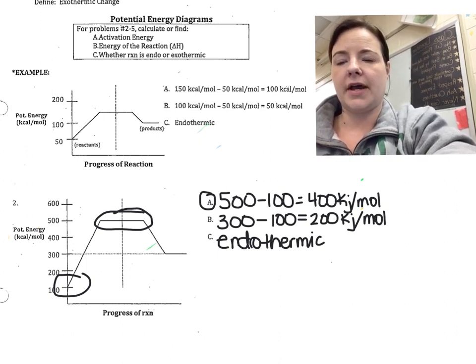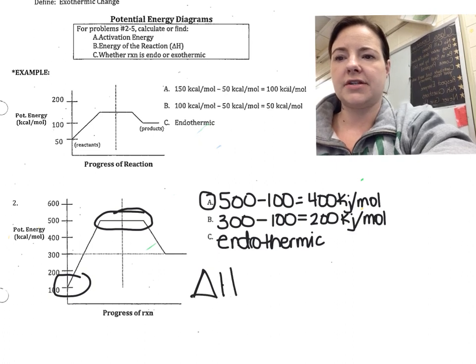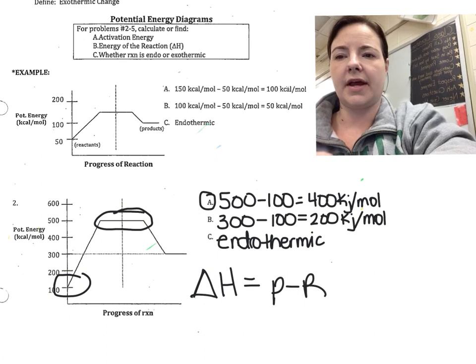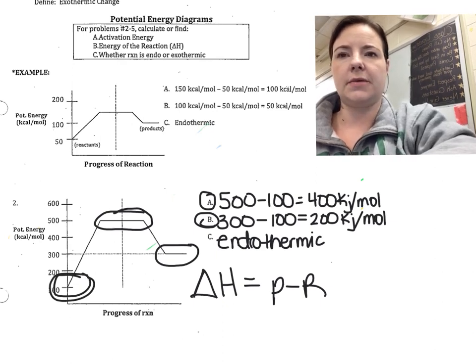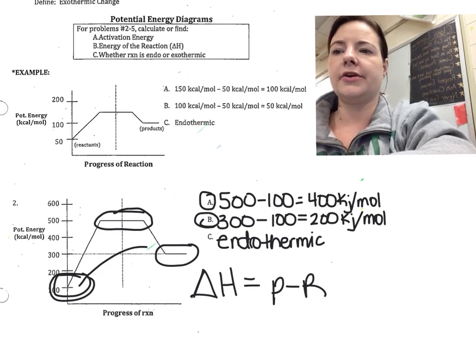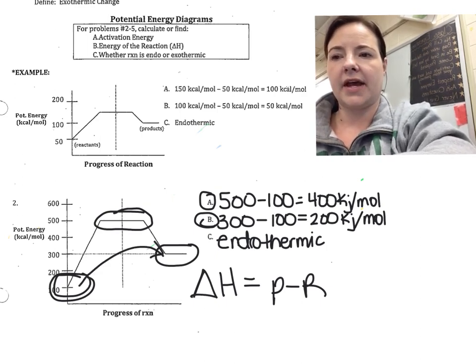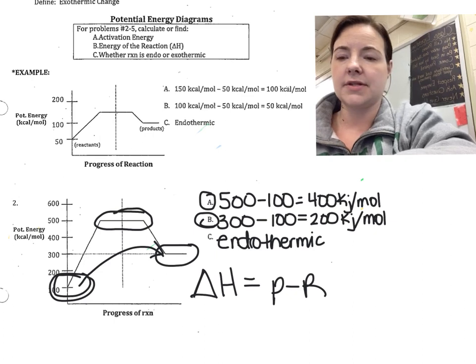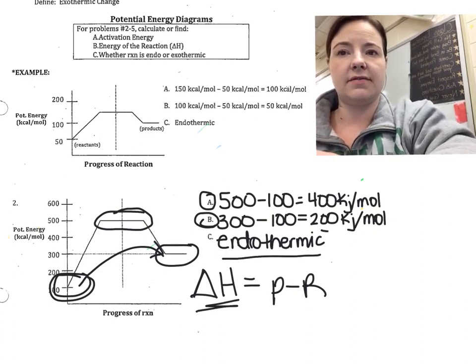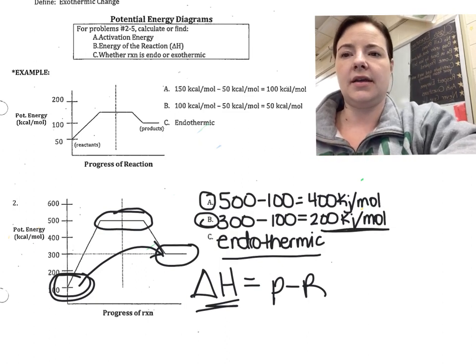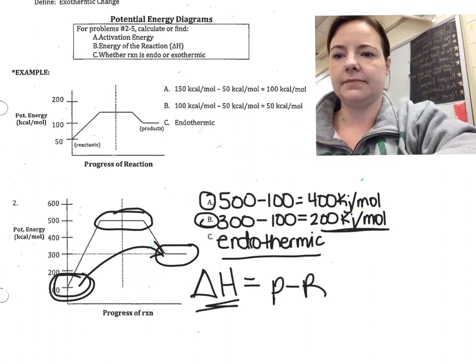To get energy of the reaction, remember that our energy of our reaction is delta H. It is the energy of the products minus the energy of the reactants. So I did that for B right here. So our products are at 300 minus 100, so that would be 200 kilojoules per mole. And then since there's more energy at the end, that means that the reaction gained energy, didn't give it out. And if we gain energy, it's endothermic, or if our delta H is a positive number like we see here, then it is going to be endothermic.